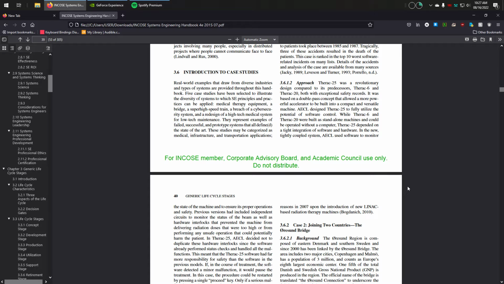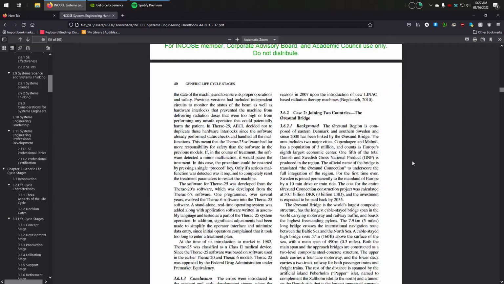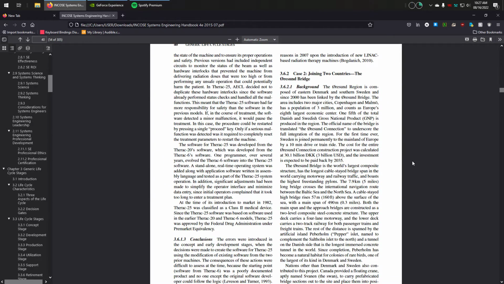In the new tightly coupled system, AECL used software to monitor the state of the machine and to ensure its proper operations and safety. Previous versions had included independent circuits to monitor the status of the beam, as well as hardware interlocks that prevented the machine from delivering radiation doses that were too high or from performing any unsafe operation that could potentially harm the patient. In THERAC 25, AECL decided not to duplicate these hardware interlocks since the software already performed the status checks and handled all of the malfunctions. This meant that the THERAC 25 software had far more responsibility for safety than the software in the previous models.